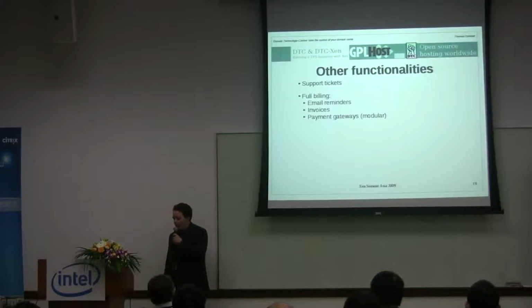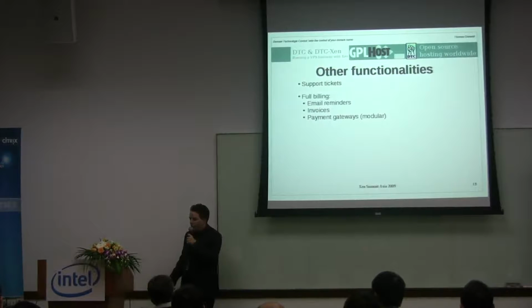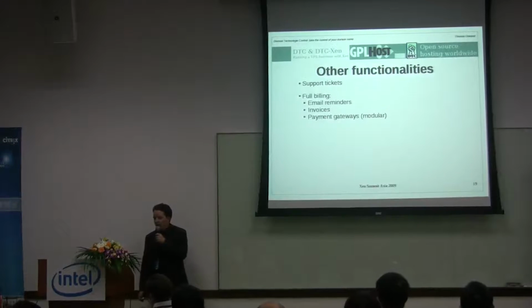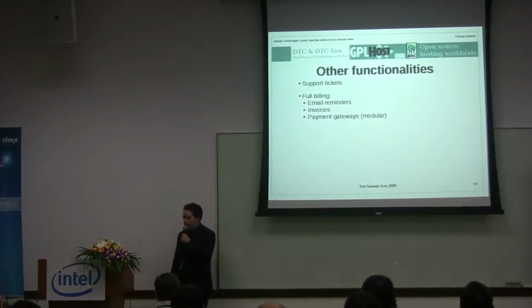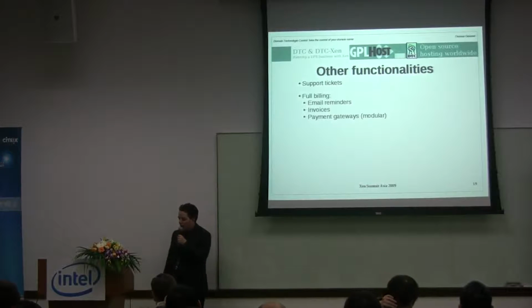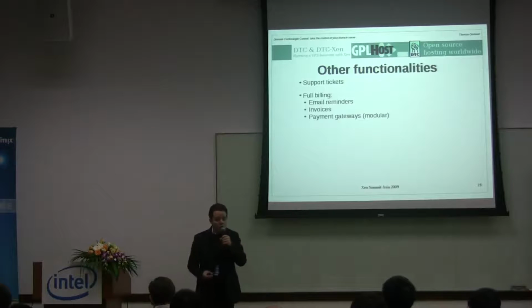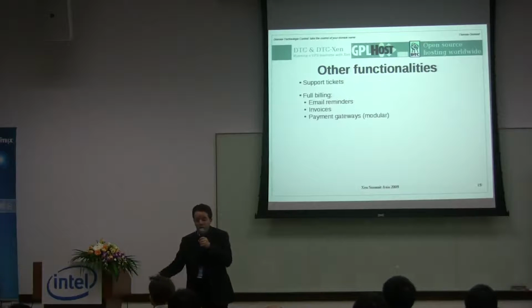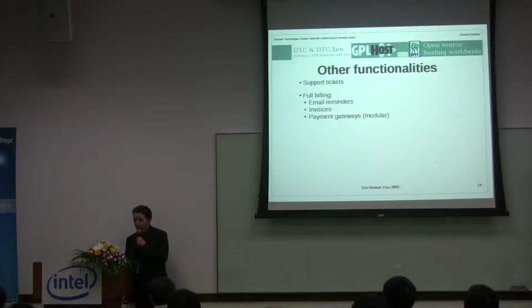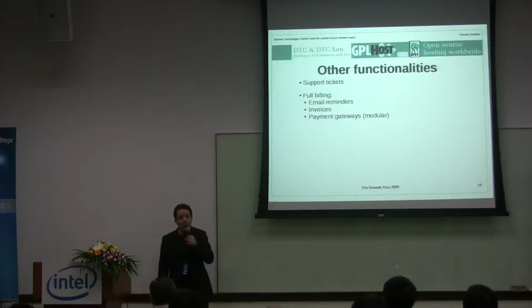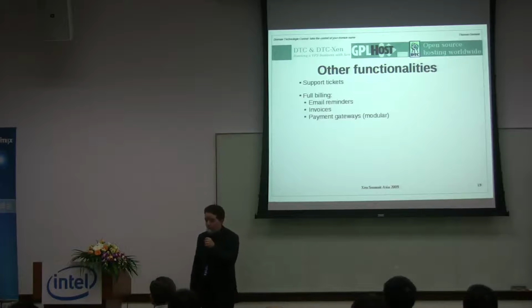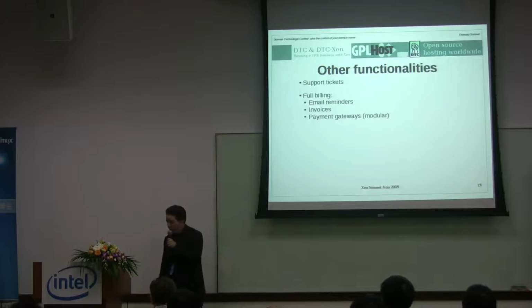We have full billing, so customers will receive reminders. They will receive PDF invoices once they have paid, and there's a payment gateway. So it's a turnkey solution. You just set up the software and then customers can register, pay, renew, and it runs by itself. Payment gateways are modular, so you have PayPal, WebMoney, which is Russian, that's a contribution. There's eNETS, which takes credit cards in Singapore. There's WorldPay, that is quite a good solution as well.